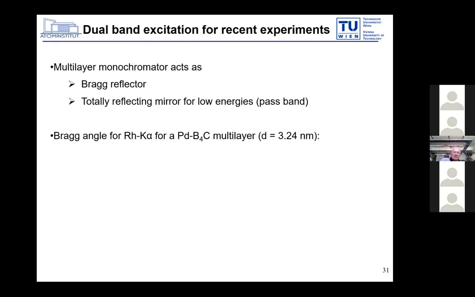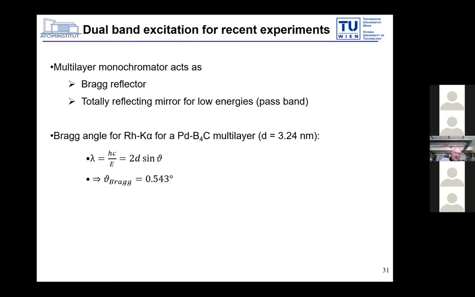If we calculate the Bragg angle for the rhodium and the special multilayer designed for that, which is palladium for the high set and boron carbide for the low set layers, with a lattice spacing of 3.24, we get a Bragg angle according to the famous equation of 0.5 degrees. So this 0.5 degrees must be adjusted so that you get the strong K line at 20 keV reflected.